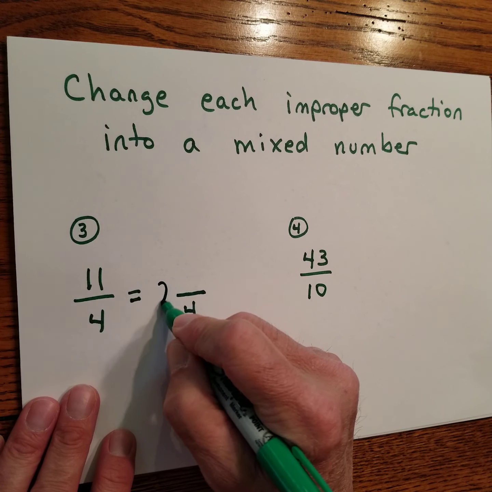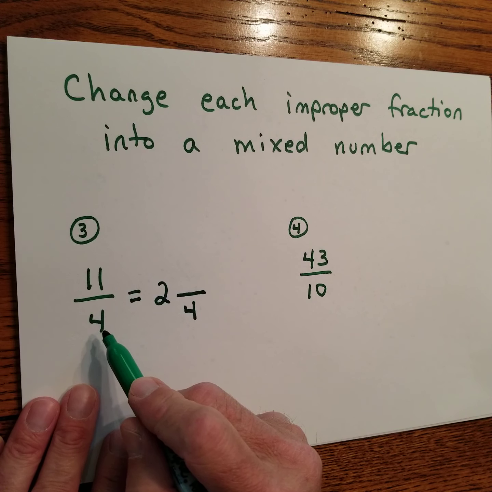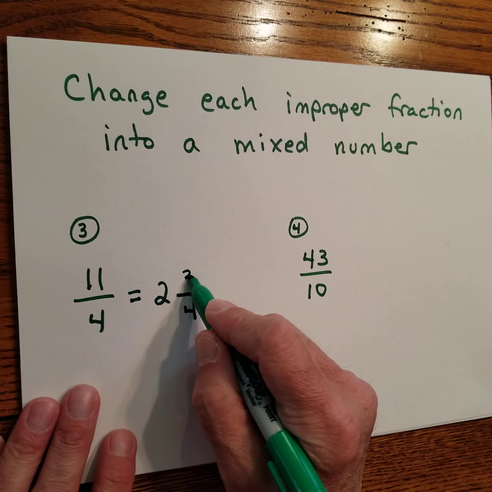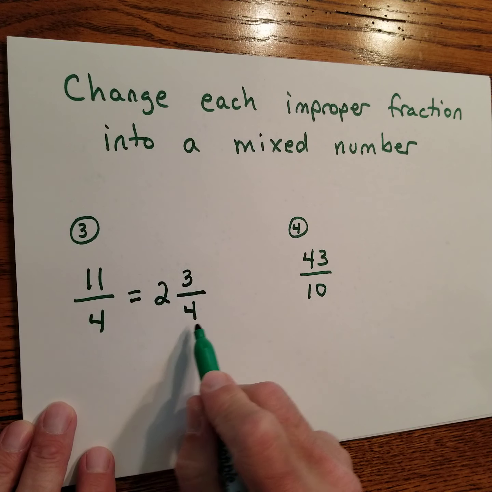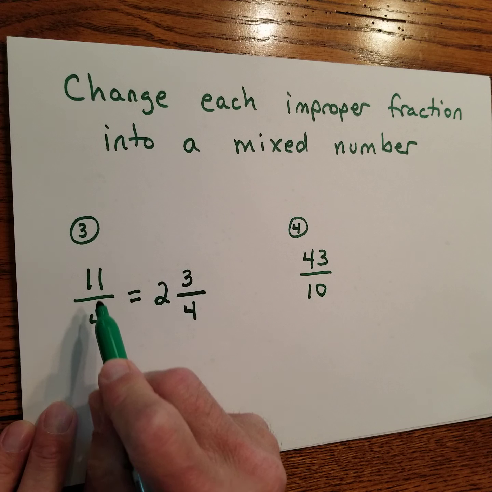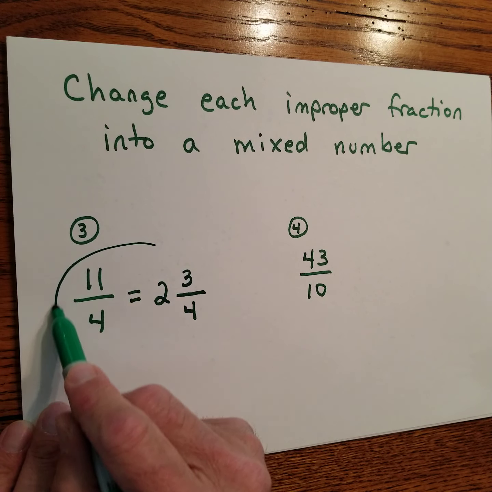4 fits into 11 twice. 2 times 4 is 8. 8 from 11 is 3. The remainder is 3. What did we do? We copied the 4. 4 goes into 11 2 times with 3 left over. Got it.